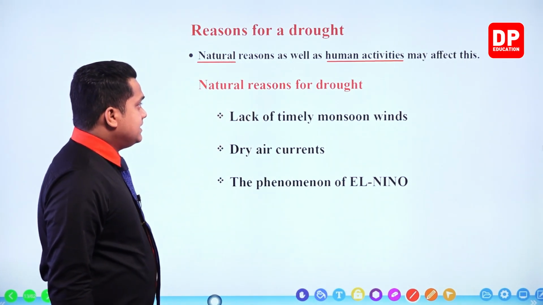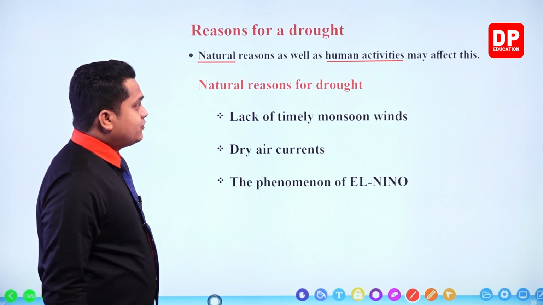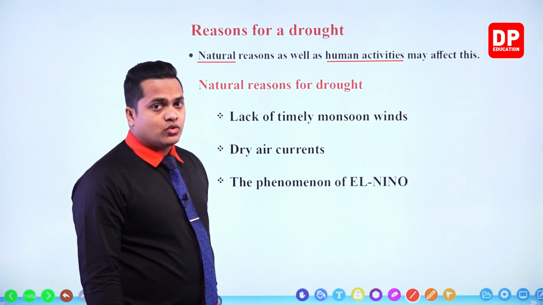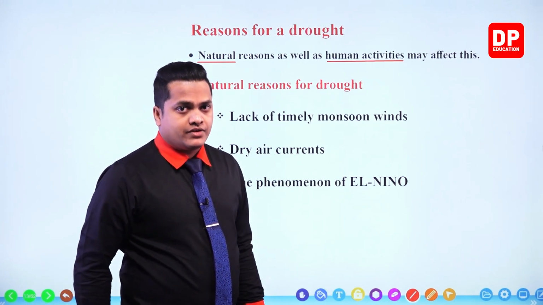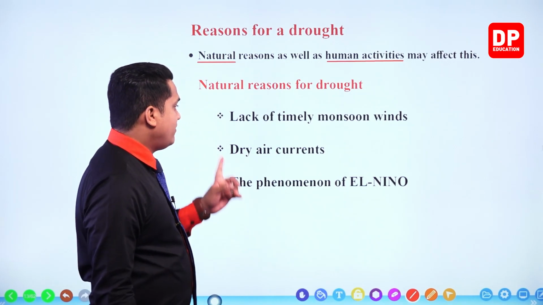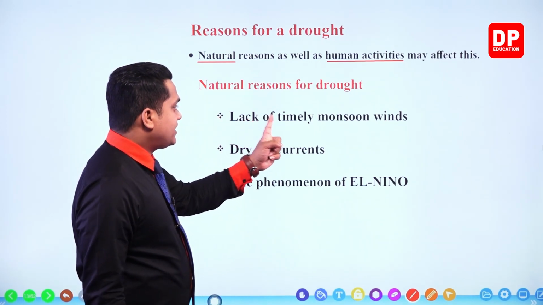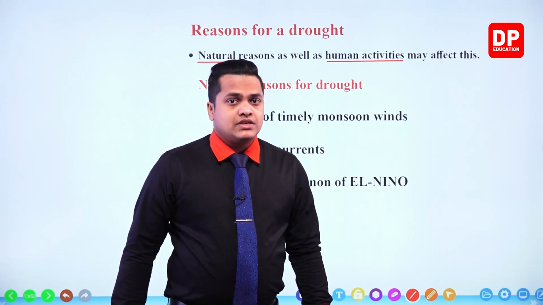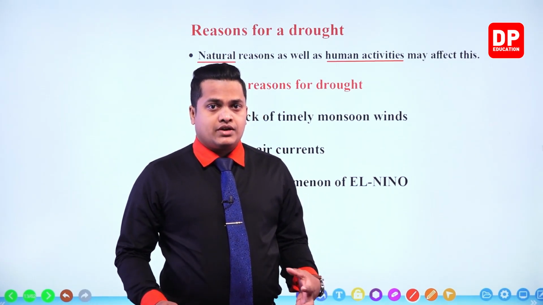Then natural reasons for a drought. Now you are given with the natural reasons for a drought. So let's see what are the natural reasons for a drought. Number one given, lack of timely monsoon winds. Now monsoon winds are the main reasons for the occurrence of rain.